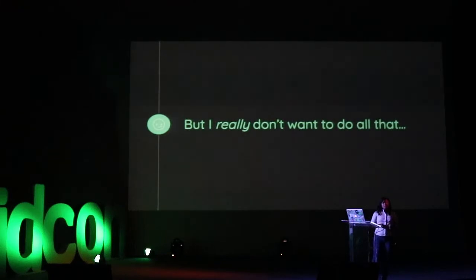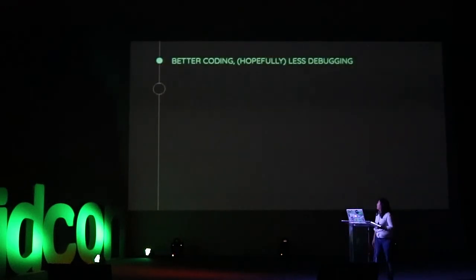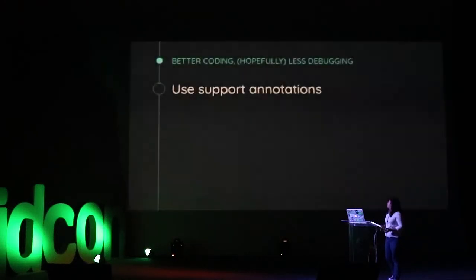But what if you really don't want to do any of these things? Like you don't want to integrate any of that. It's like so much work, right? So how can we prevent it? I think by having better code, we would hopefully have to do less debugging. So how do we start getting better code?